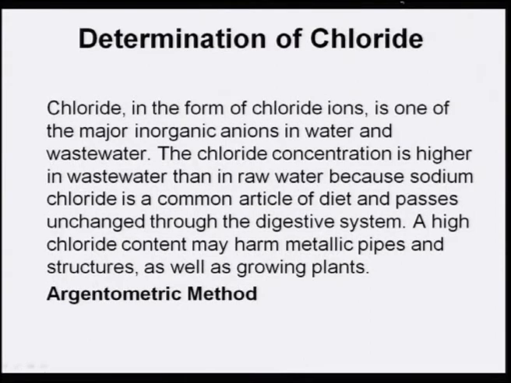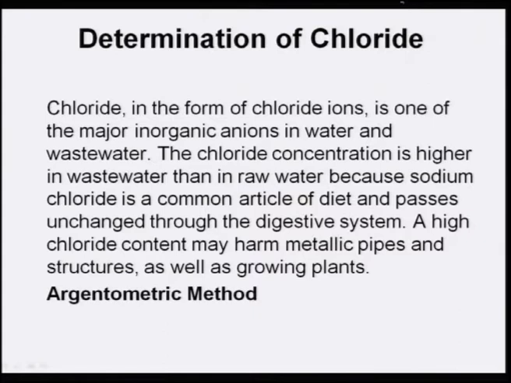Determination of chloride. We often say that there is chloride present in water. Now, what does that mean? Chloride in the form of chloride ion is one of the major inorganic anions in water and wastewater. The chloride concentration is higher in wastewater than in raw water because sodium chloride is a common article of diet and passes unchanged through the digestive system. A high chloride content may harm metallic pipes and structures as well as growing plants, and the method for determination is the argentometric method.